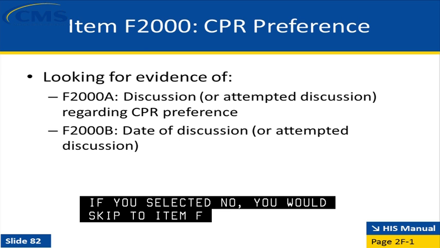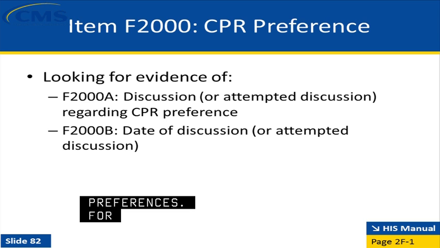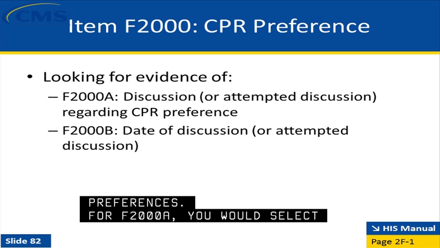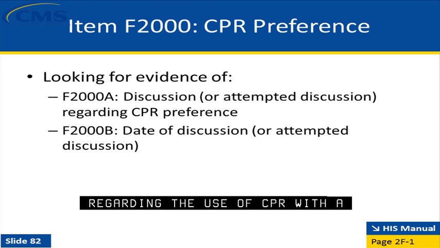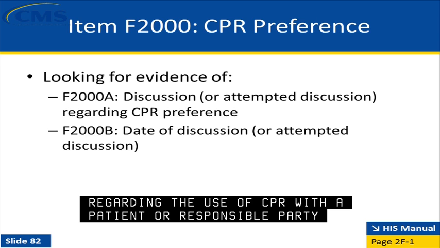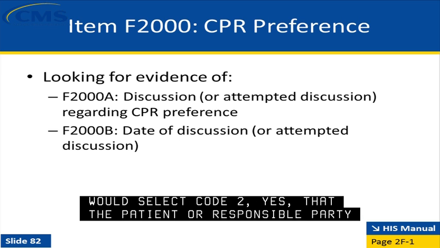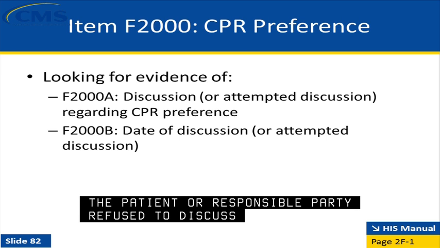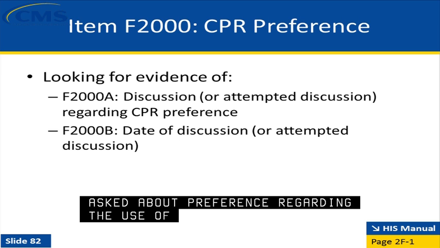For F2000A, you would select code 1, yes, and discussion occurred, if there is documentation that the hospice discussed preference regarding the use of CPR with the patient or responsible party. And you would select a code 2, yes, but the patient or responsible party refused to discuss, if there is documentation that the hospice asked about preference regarding the use of CPR, but the patient or responsible party refused to discuss or was unable to discuss.